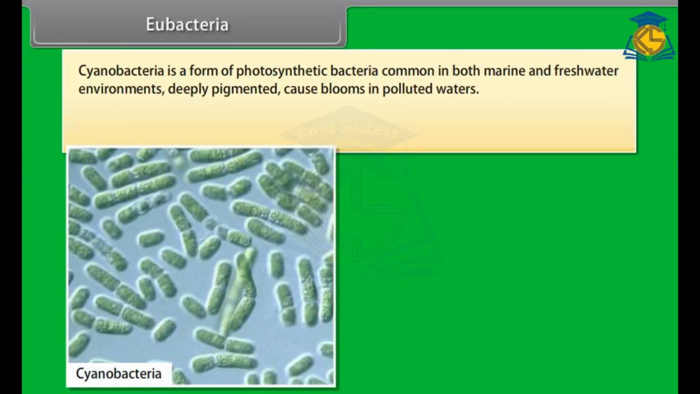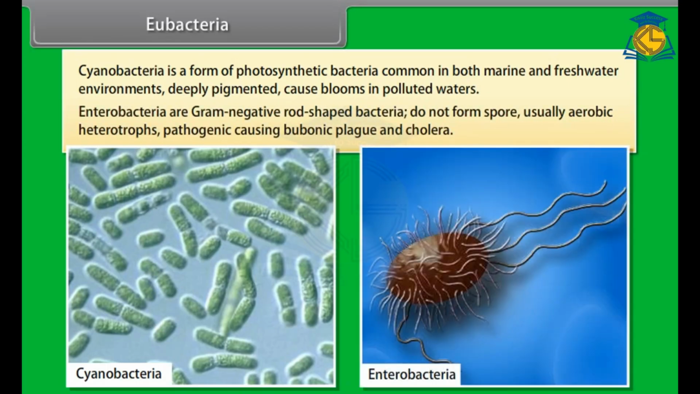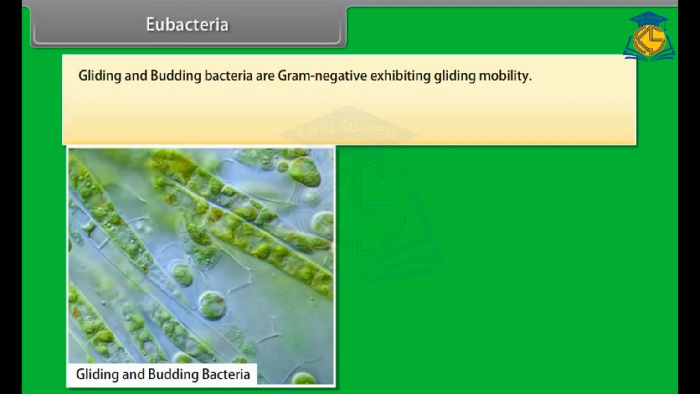Cyanobacteria are a form of photosynthetic bacteria common in both marine and freshwater environments, deeply pigmented, and cause blooms in polluted waters. Enterobacteria are gram-negative rod-shaped bacteria, do not form spores, are usually aerobic heterotrophs, and are pathogenic, causing bubonic plague and cholera. Gliding and budding bacteria are gram-negative, exhibiting gliding motility.